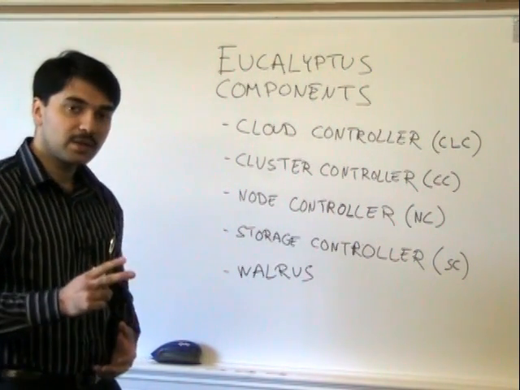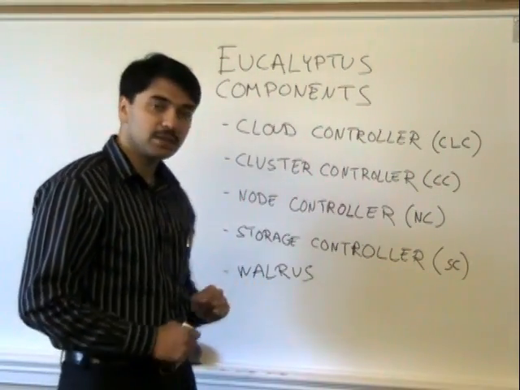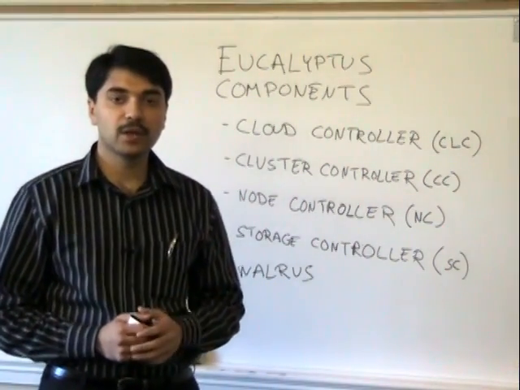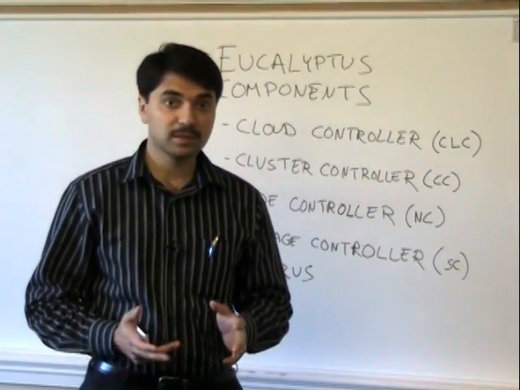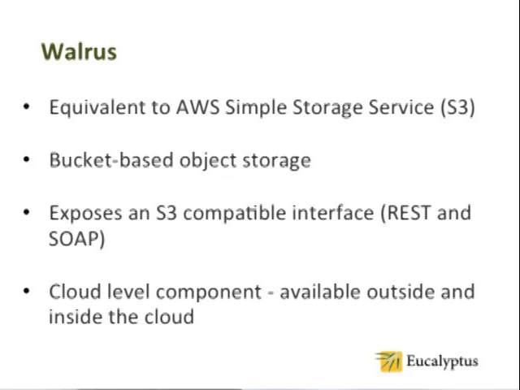And the second cloud level component is called Walrus, which is equivalent to Amazon's S3, Simple Storage Service. Walrus is an in-house, on-premise implementation of Amazon's S3. It exposes an S3 interface, both the REST as well as the SOAP interfaces.